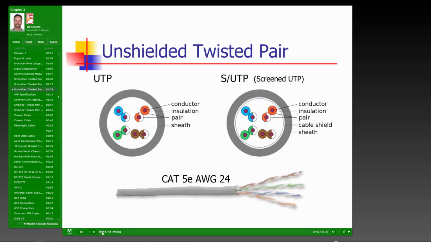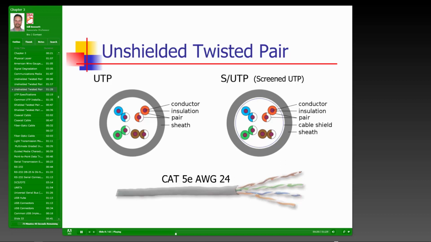This is a good graphic here. It shows you a cross-section of 2 different types of UTP cable: standard UTP on the left and screened UTP on the right. The only difference is that if you look at the screened UTP cable on the right, there is an additional cable shield, a thin shielding just inside of the sheathing that wraps around all 4 pairs of wires.